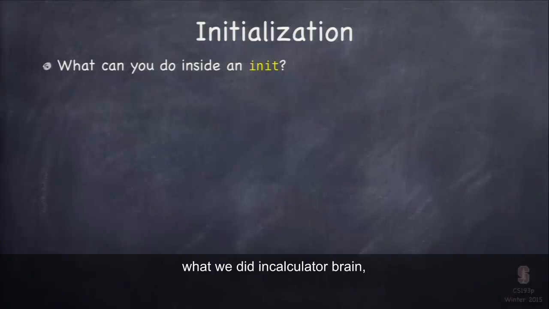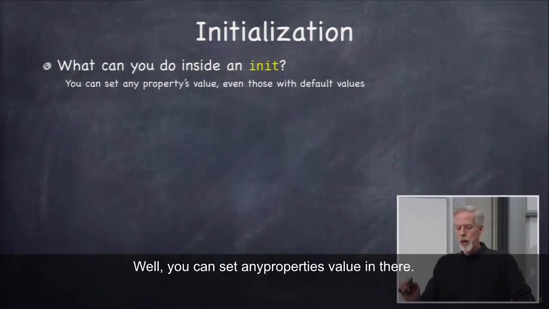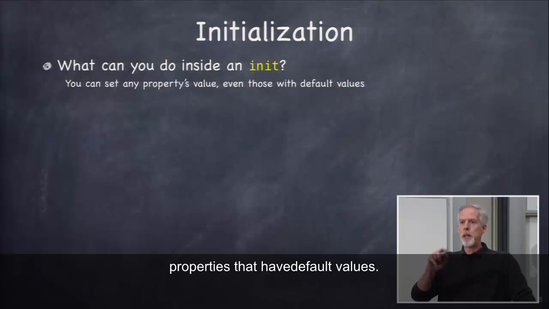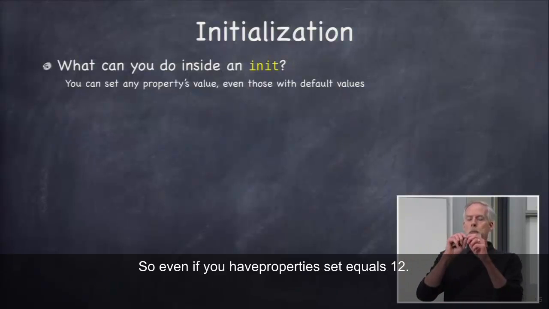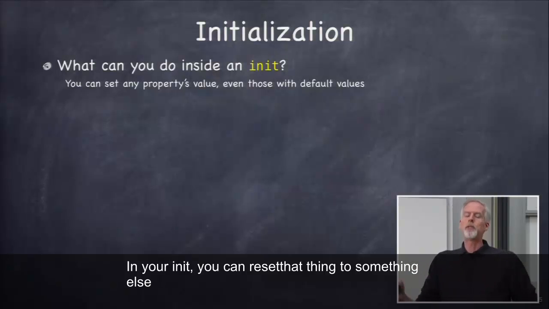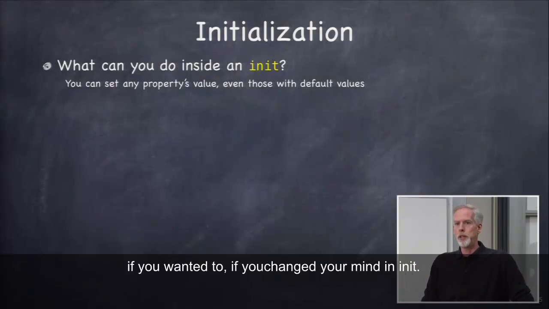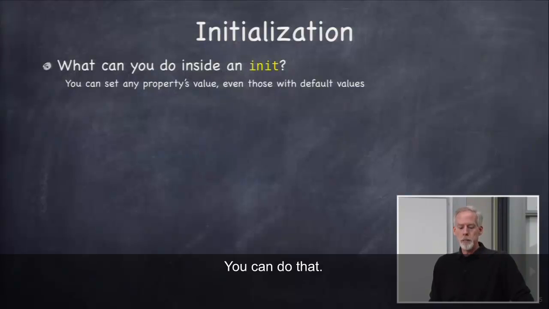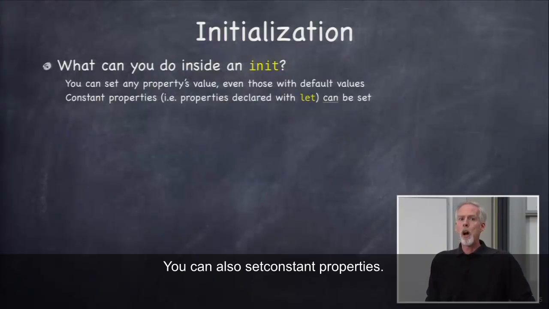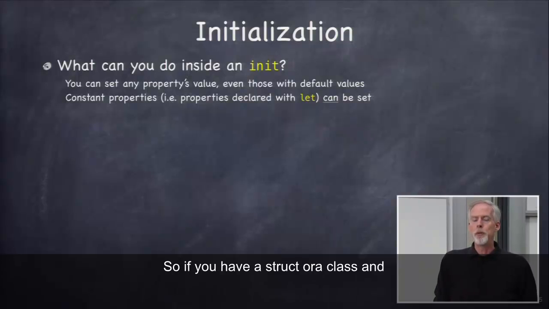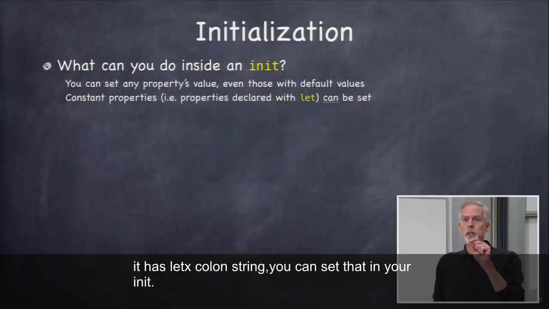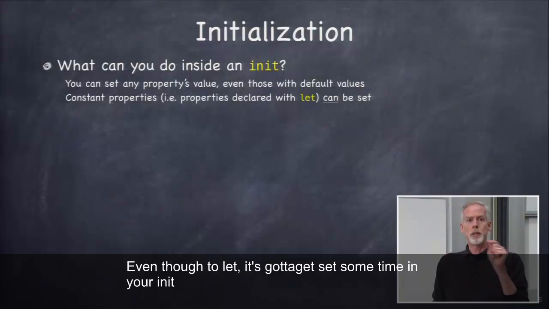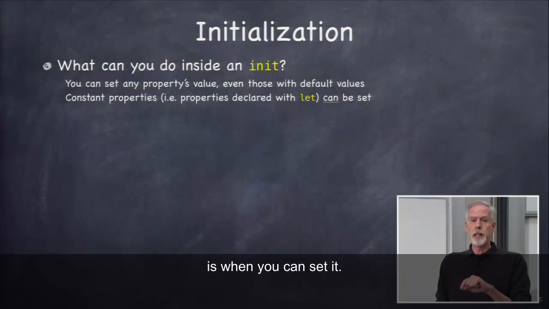So what can you do inside of init? We saw what we did in calculator brain. We initialized some stuff. But what can you do? Well, you can set any property's value in there. You can even set properties that have default values. So even if you have a property and you said equals 12, in your init you could reset that to something else if you changed your mind in init. You can also set constant properties. So if you have a struct or a class and it has let x colon String, you can set that in your init. Even though it's a let, it's got to get set sometime. In your init is when you can set it.